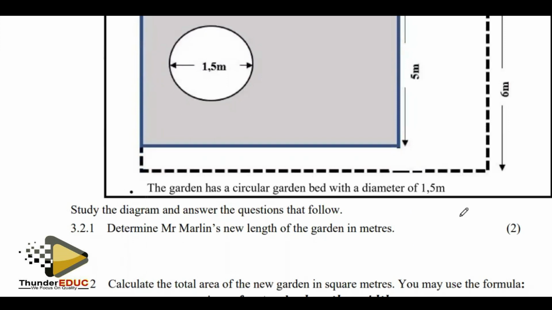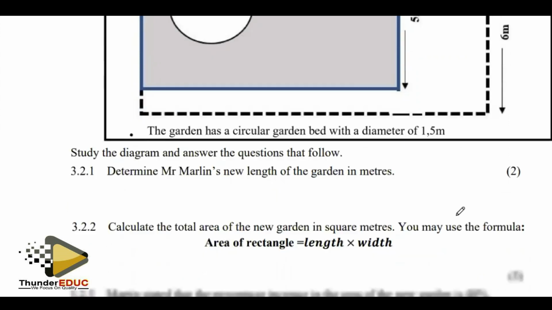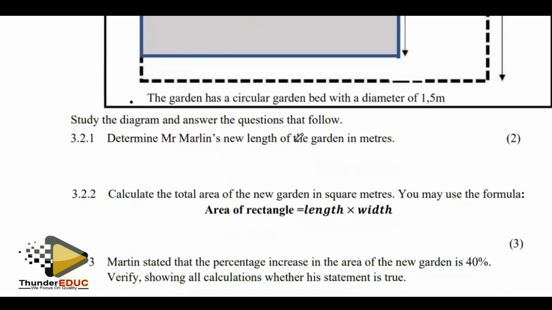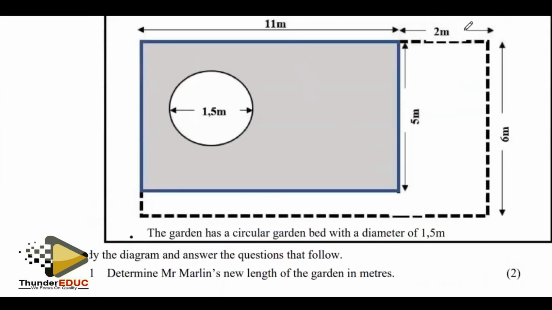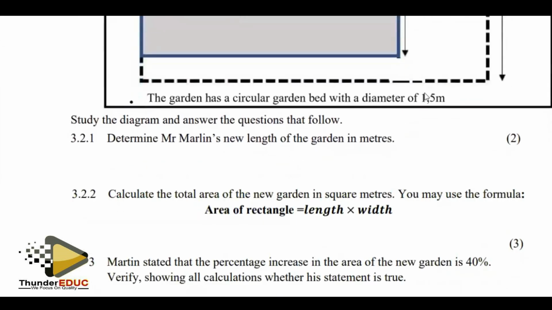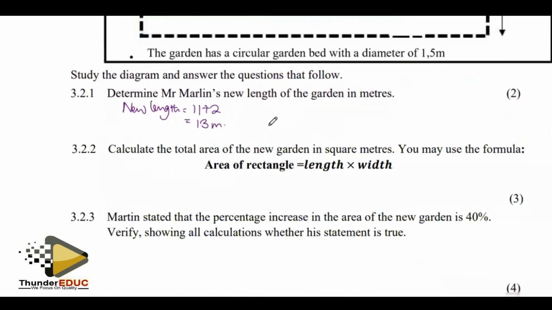The garden has a circular garden bed with a diameter of 1.5 meters. Okay. Determine Mr. Malin's new length of the garden. Now, you're taking the old plus the new one. So it's 11 plus 2. So the new length equals the old plus the new. So we added that up.